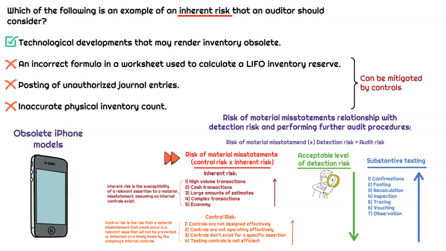Now, when we look at our visuals, some other examples would just be high volume transactions, cash transactions, large amounts of estimates, complex transactions, the economy, right? Another example would just be government regulation. These are just inherent or the nature of the business, right? There's not much you can do other than identify those inherent risks and then implement controls to help mitigate those risks, right? So again, very important to understand the audit risk model here, especially what's an inherent risk and what's a control risk. The exam will certainly test you on this like a question like we're seeing here. So be familiar with this model.